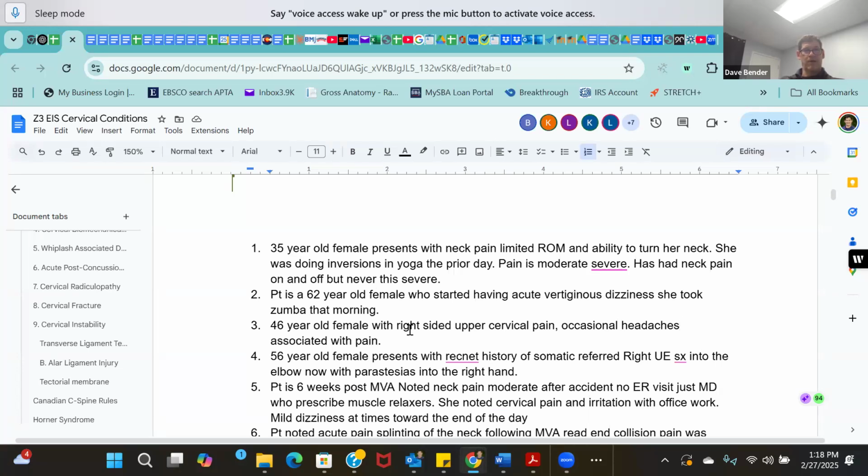I'll give you a choice, upper or lower. I would say upper, looking at the suboccipitals and everything too. You would be correct. It's usually going to be driven like C3 to C2.